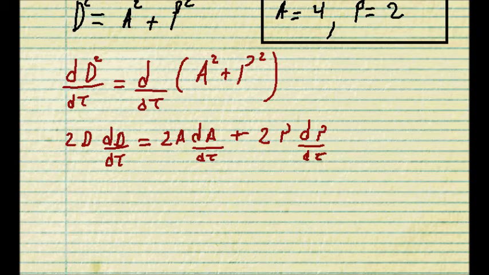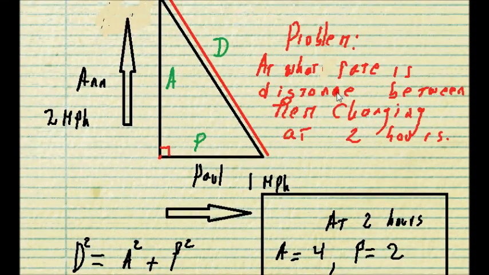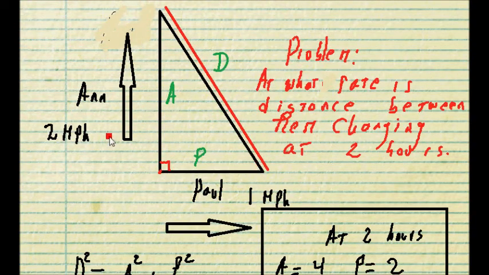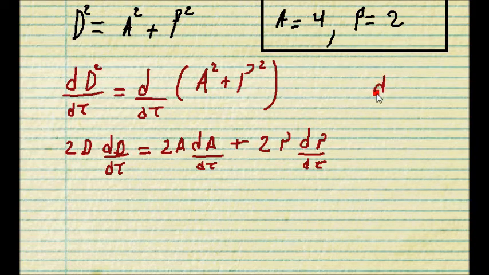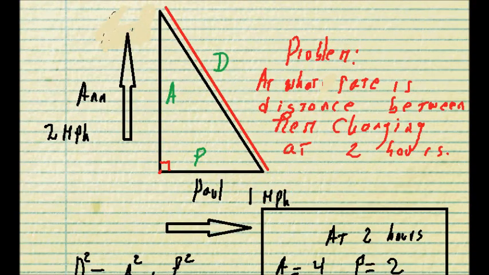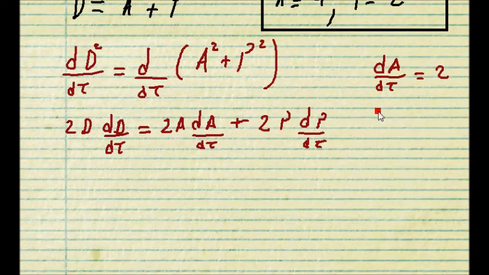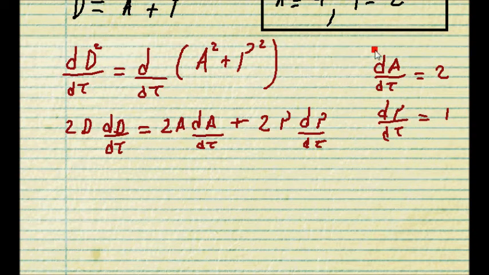Now, fortunately, from the stated assumptions, we know that N is traveling at 2 miles per hour, so dA/dt is equal to 2. We were told also that Paul is traveling at 1 mile per hour, so dP/dt is equal to 1. So we have this data here, which is very useful, and we will use it.